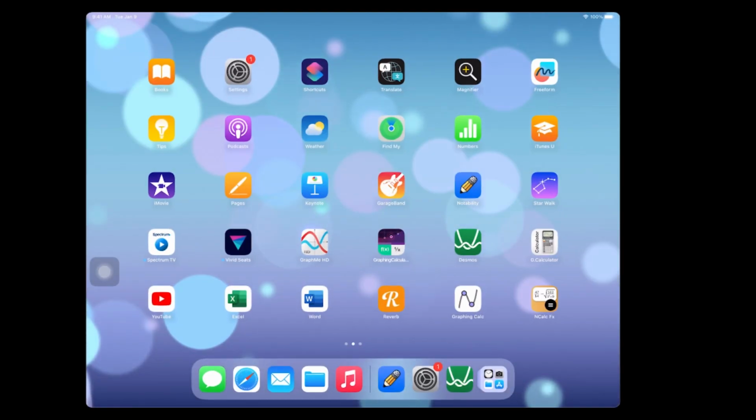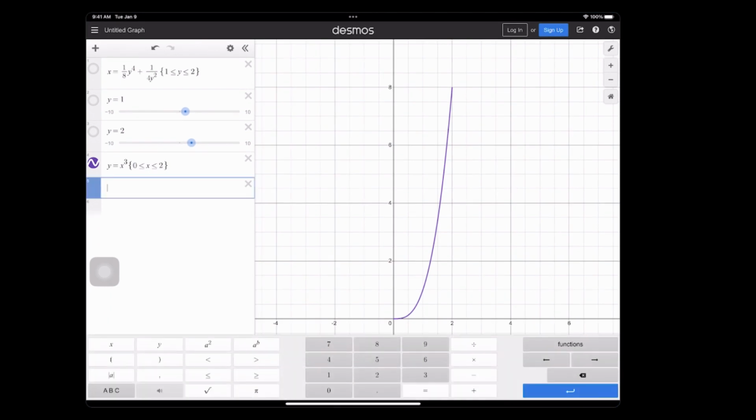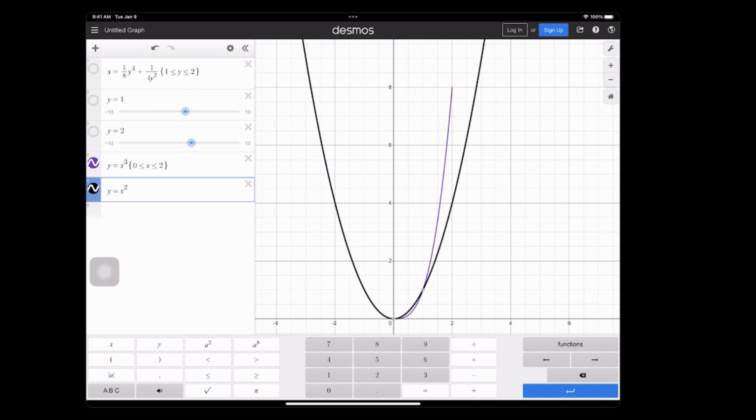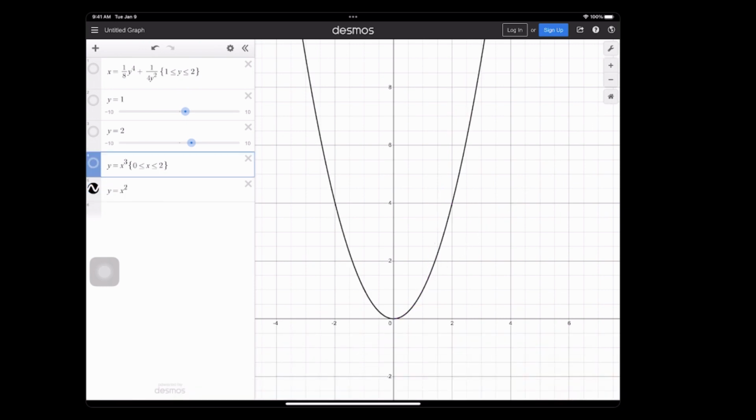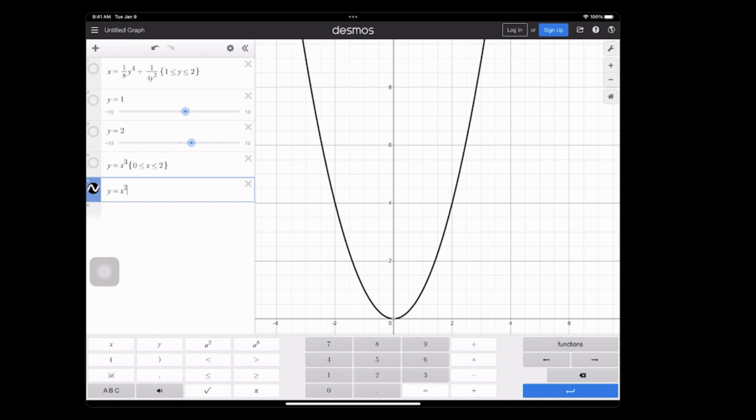Okay, so let's go to Desmos. I know you guys know what a parabola looks like, but compare and contrast here.